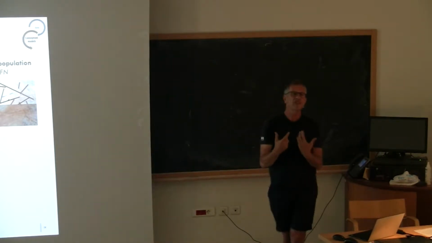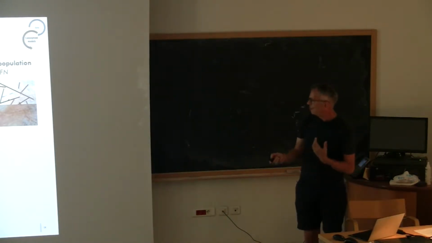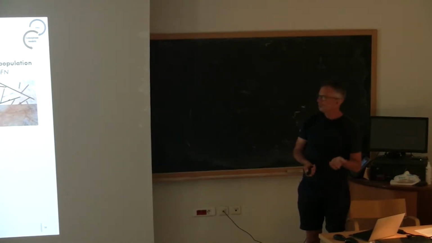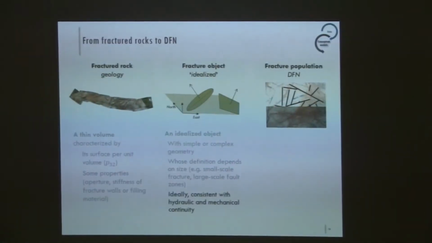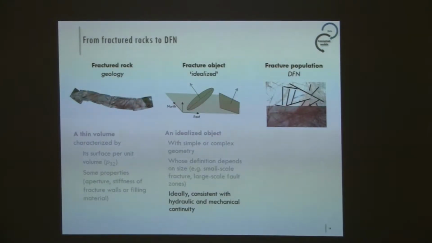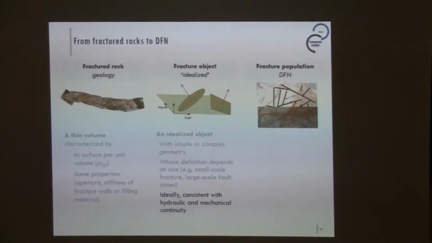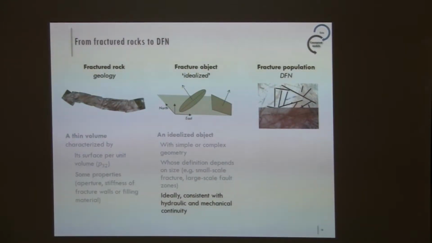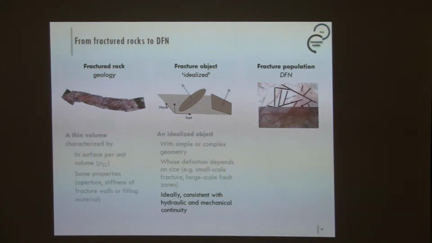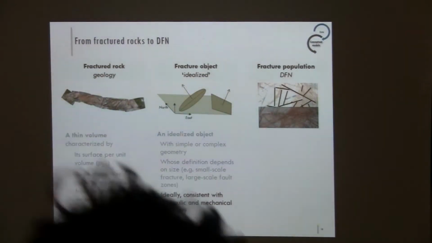And this is something that we hardly consider actually in the model. And what we guess is that it's consistent with the hydraulic and mechanical properties. So if you take a fracture, it seems that the flow in the fracture, the connectivity is ensured by the fracture itself, and you have hydraulic connectivity, you have mechanical connectivity due to this idealized fracture.